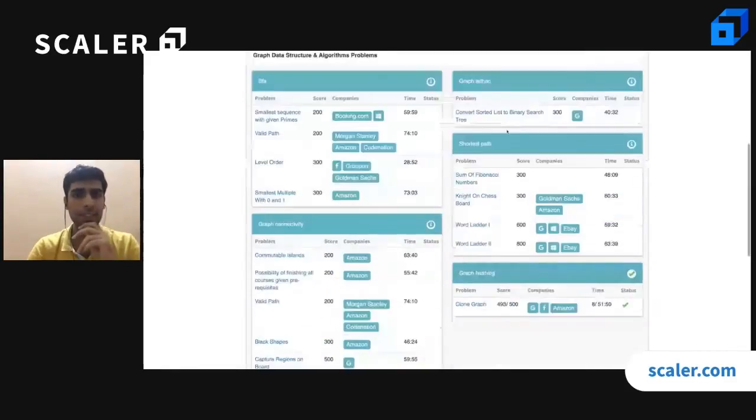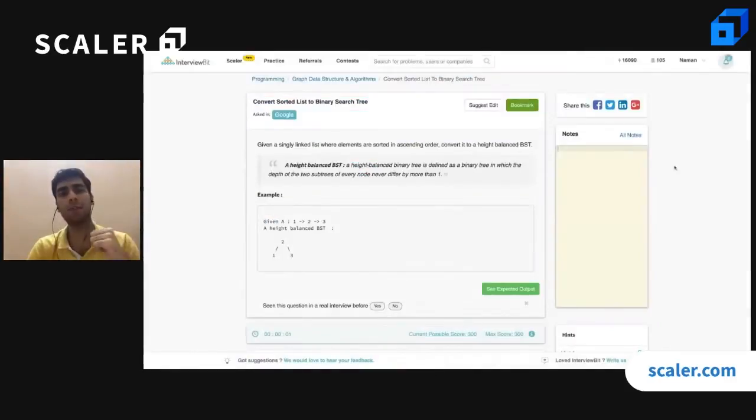So first, let us try to solve convert sorted list to a binary search tree. If you have already seen the video that we created for linked list, and you know the trick as to how we can find the middle element of a linked list, this problem will be very easily solvable for you. Okay. Let us try to see how we will do that.